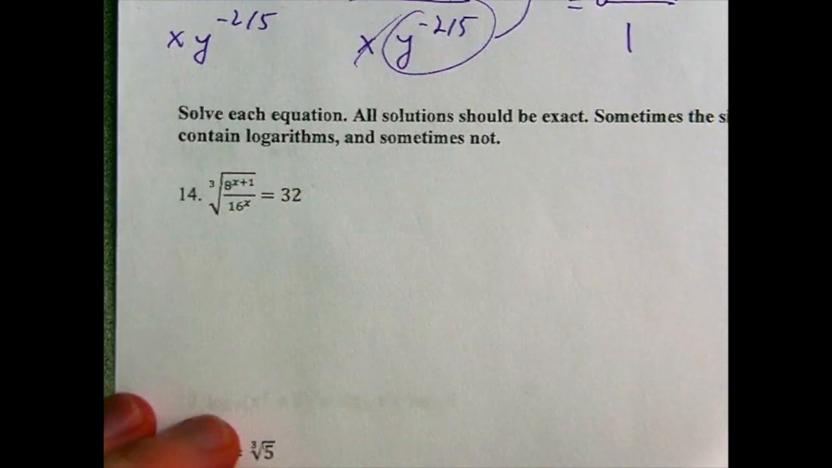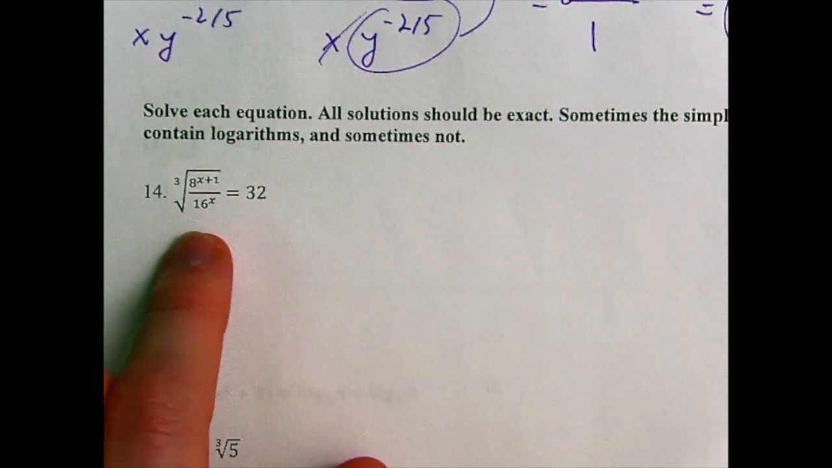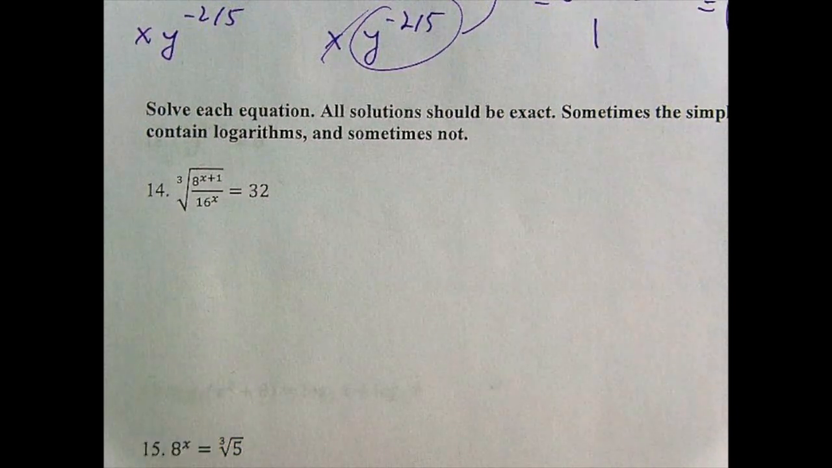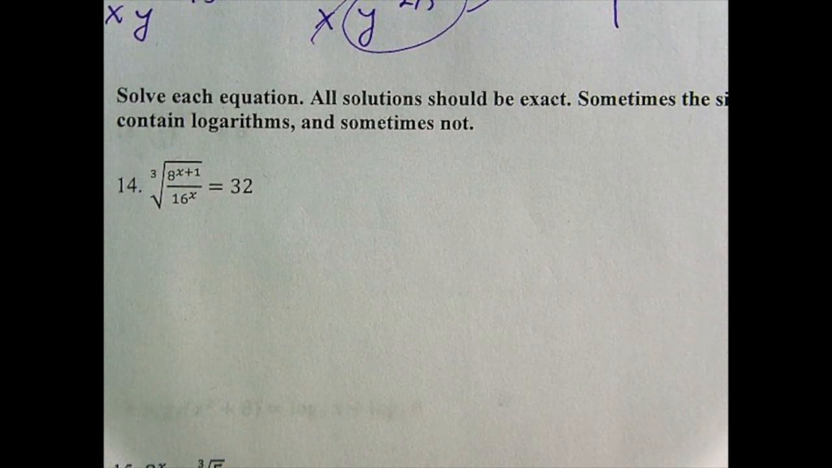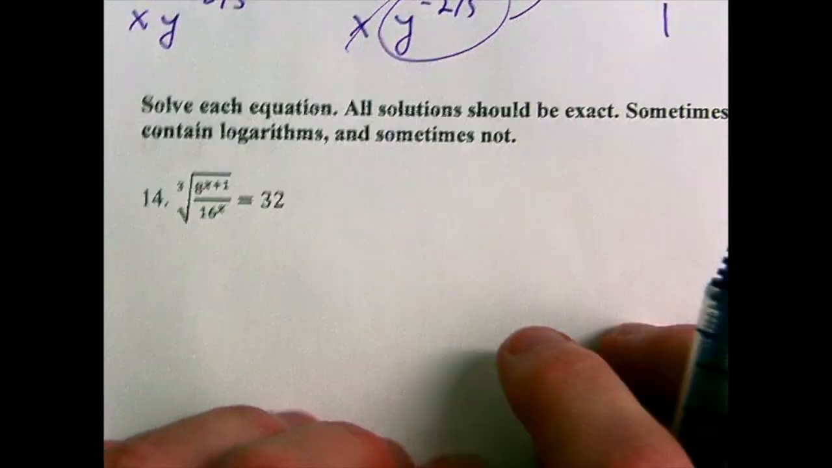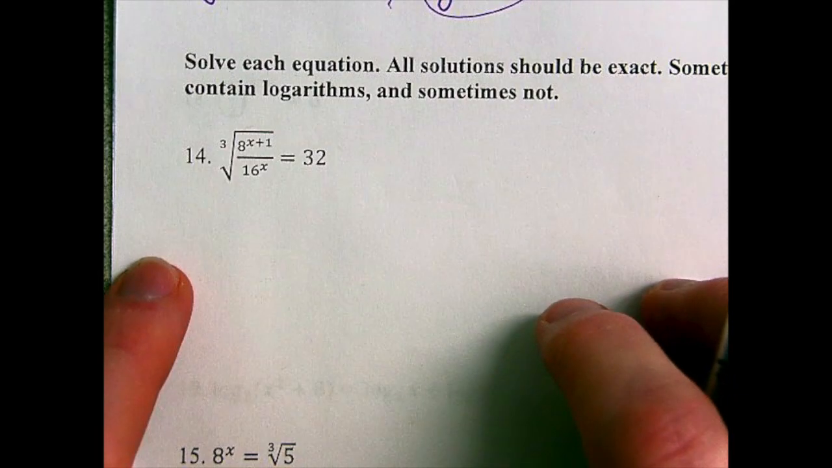Let's keep cracking. So solve each equation. The answer should be exact. So this is an exponential equation because the variables are in the exponent. Should we use logarithms, or can we rewrite everything as a common power? Looks like we can rewrite everything as a common power, right? 8, 16, 32, those are all powers of 2.